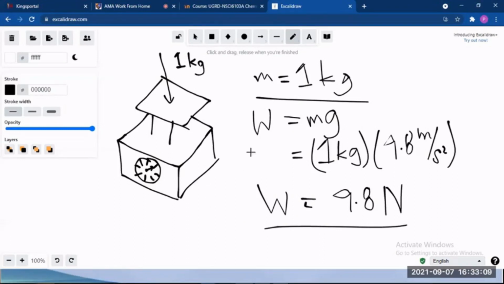Okay? So, although it is the weight that has been activating the weighing scale, this dial was calibrated such that when the weighing scale experiences 9.8 newtons of force, it will turn in this direction. They labeled that direction as 1 kilogram because only a 1 kilogram mass can apply 9.8 newtons of force. Okay, so that's the story between mass and the weighing scale.